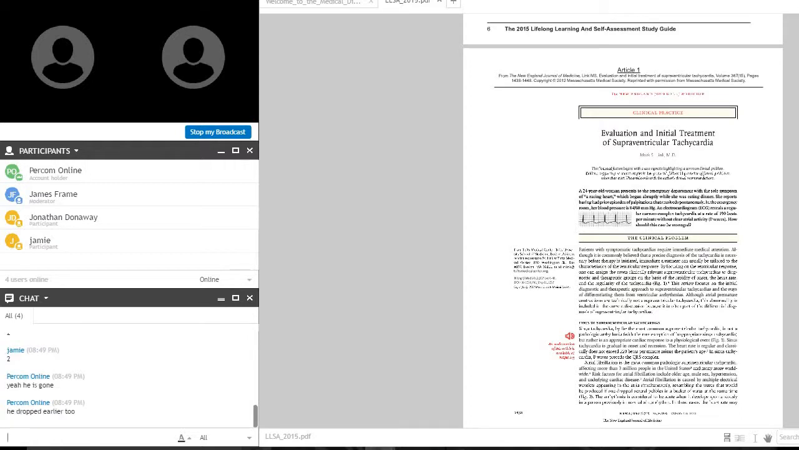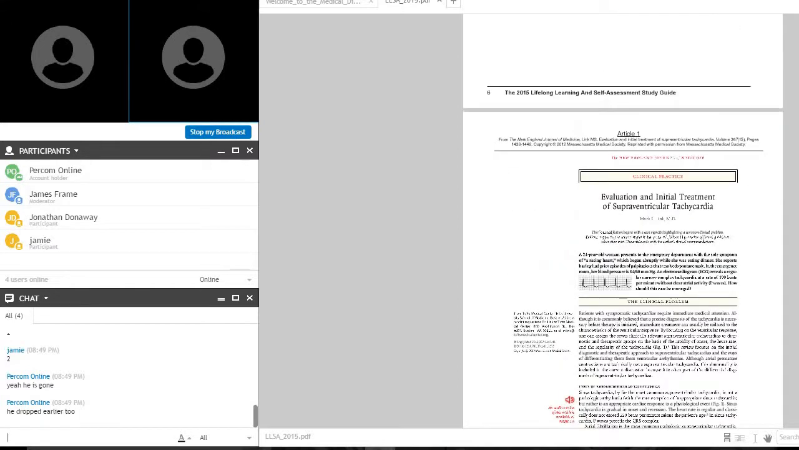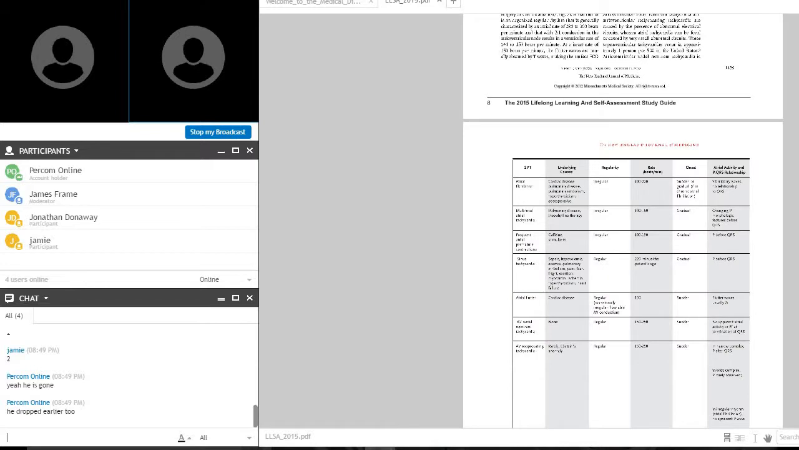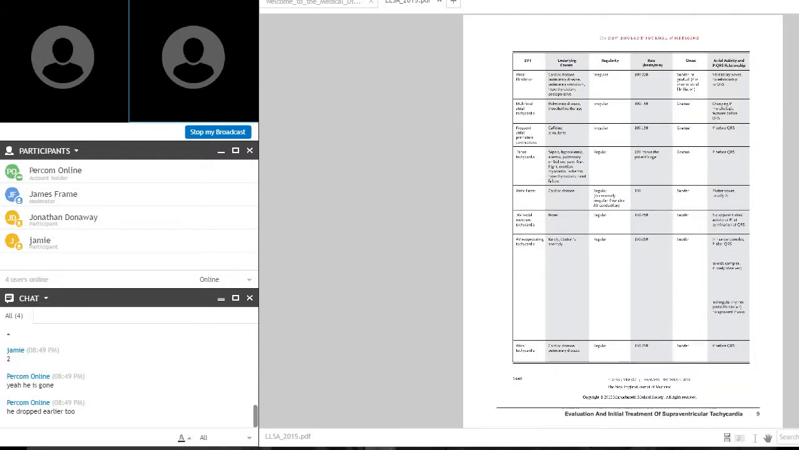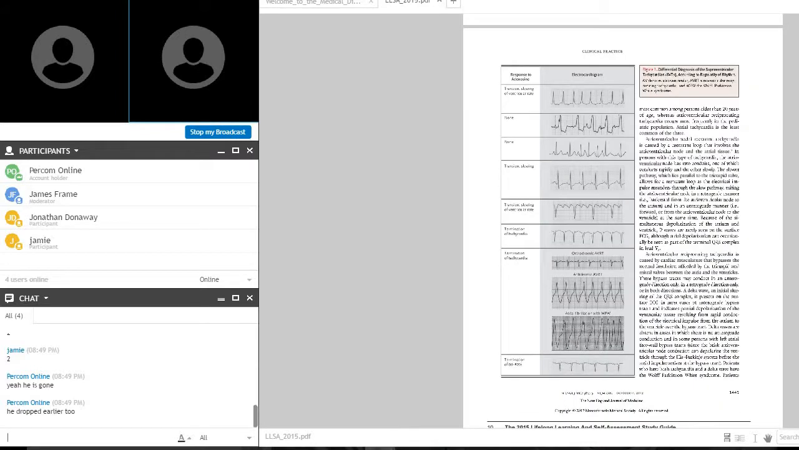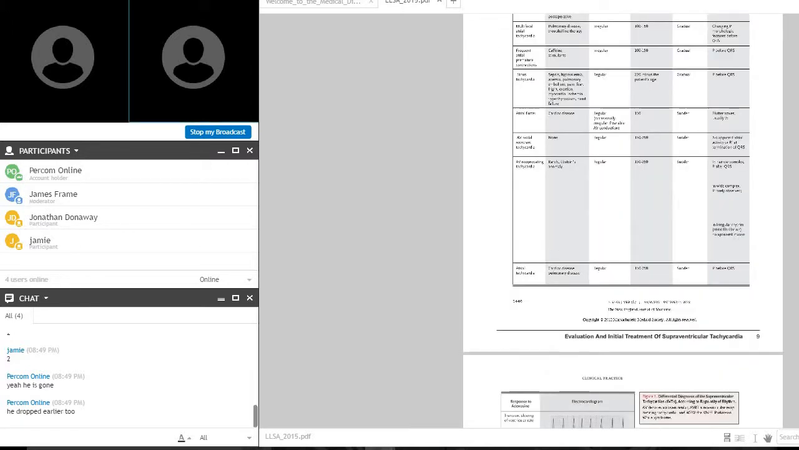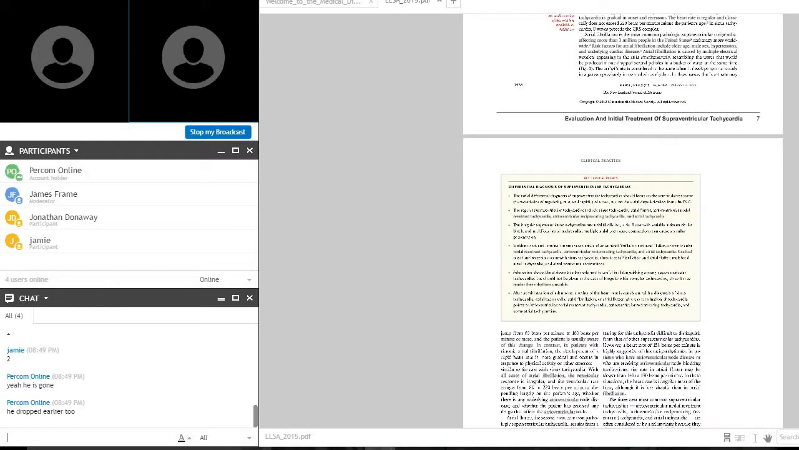Okay, very good. Jamie, Jonathan, let's talk a little bit about the initial treatment of supraventricular tachycardia. There's nothing more anxiety-provoking than having this rapid heart rate and wondering, where the heck do I start? So we look at the various types of atrial tachycardias that are present, and we really only come up with about 5 or 6.